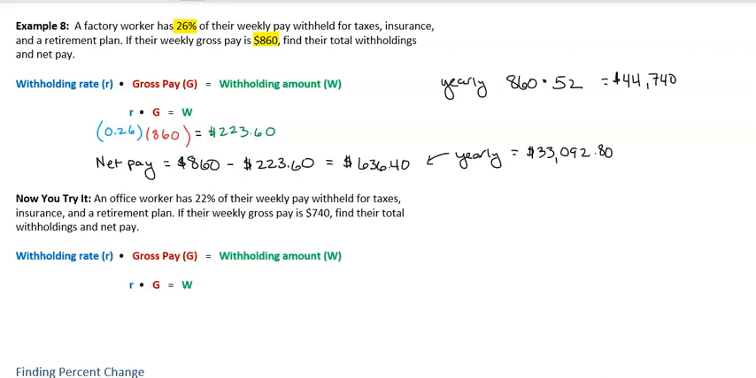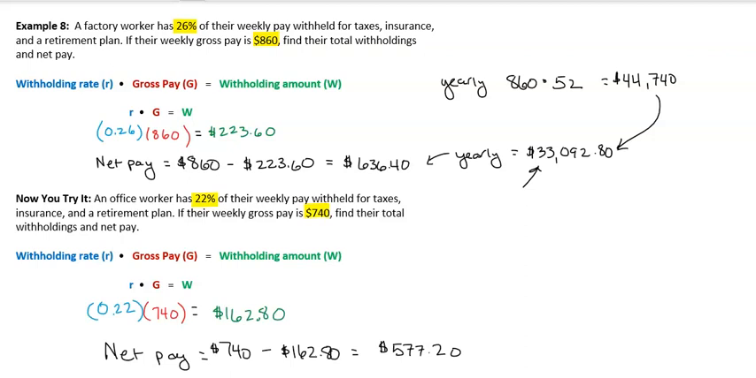So when you find out how much money you're going to make, be sure that you know that that is not the amount you're actually going to make. This is the amount you're going to make, if that is your withholding level. So go ahead and try the Now You Try It problem. Pause the video and give it a shot and see if you can find the total weekly withholdings and the weekly net pay. You don't have to do the yearly. I just wanted to show you that.